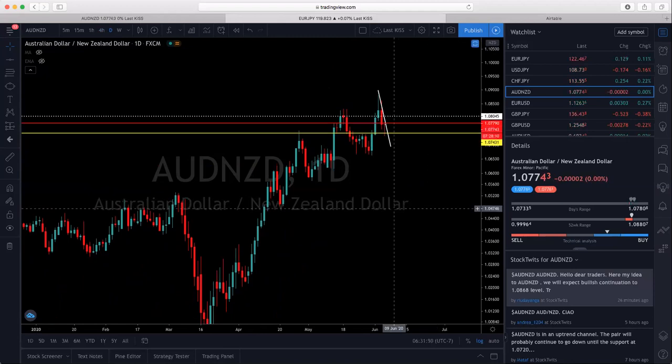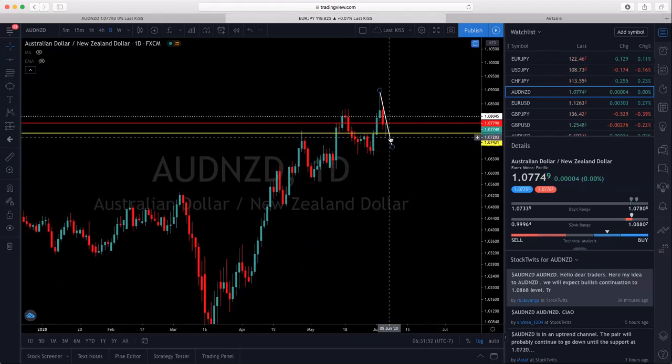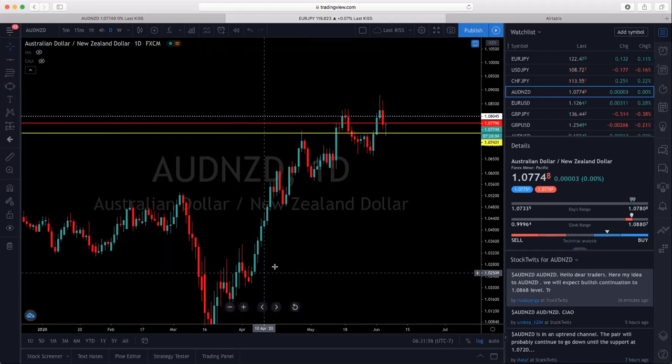Okay, so on the daily, if I remove this trend line, you'll see that price was in a strong bullish structure, and it still is.